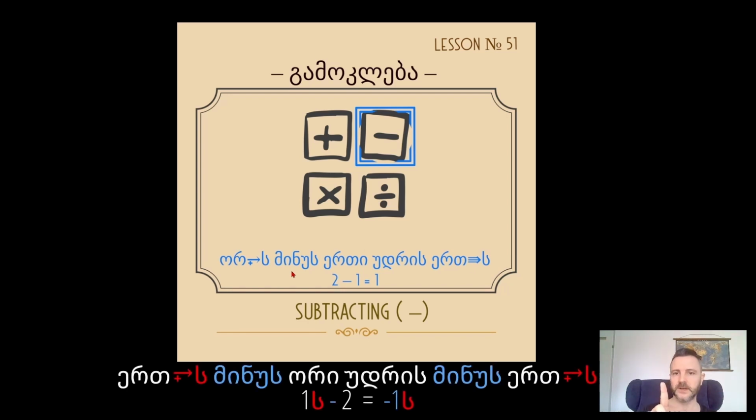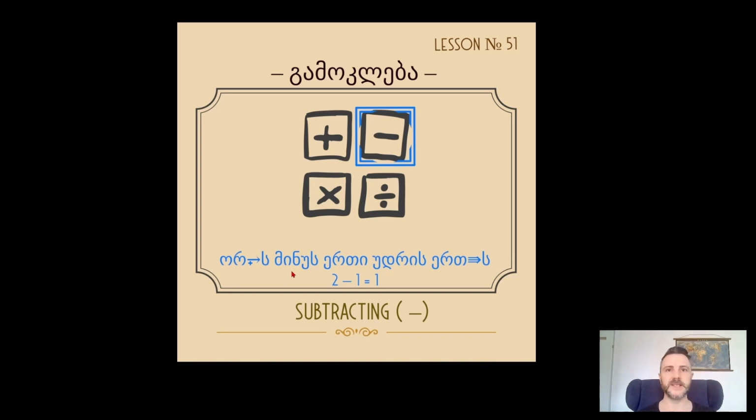erts minus ori udris minus erts. So we've repeated that word there. And so just so that we can be aware of the movement in our head, and that it is actually rather interesting to see how definitive the Georgian construct is.